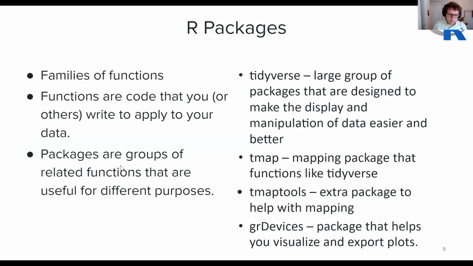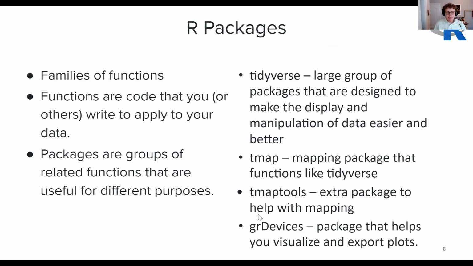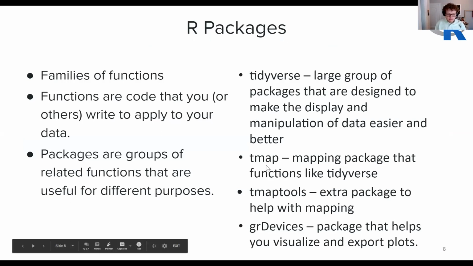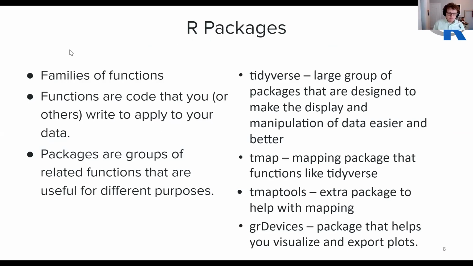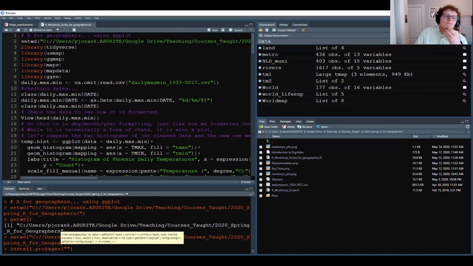So in the packages, there's a bunch of different ones. These are the main ones that I'll be using today. I think there's a couple more that I'll pull up later on, but for the most part, these are going to be your main ones. Tidyverse, tmaptools, and grDevices are going to help with the exportation and mapping side of things. So if you haven't downloaded any packages before in R, the easiest way to do that, or the simplest way, I guess, is to go into your console and type in install.packages, open parentheses, and then in quotation marks, type the name of the package that you're wanting to use.